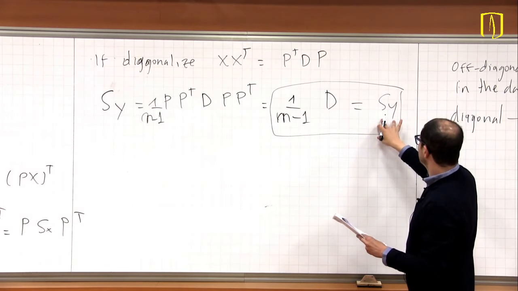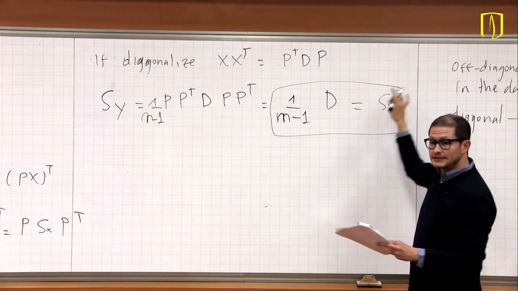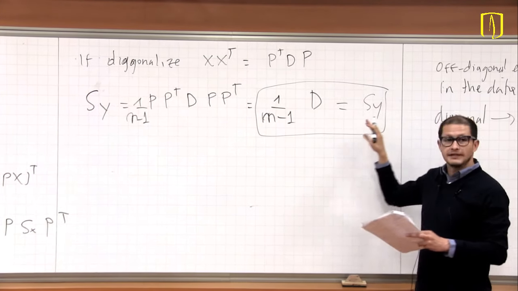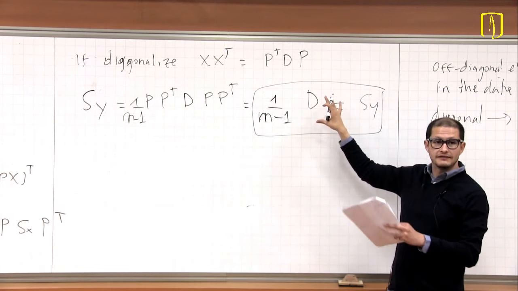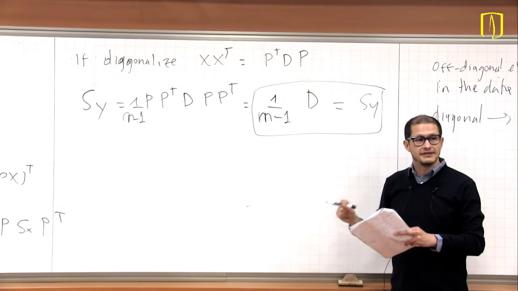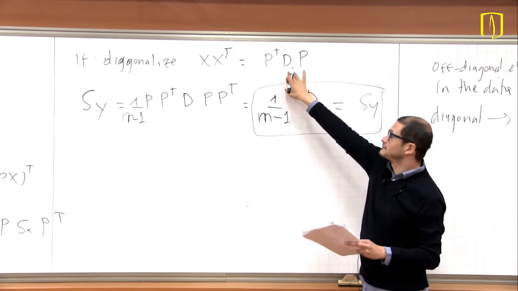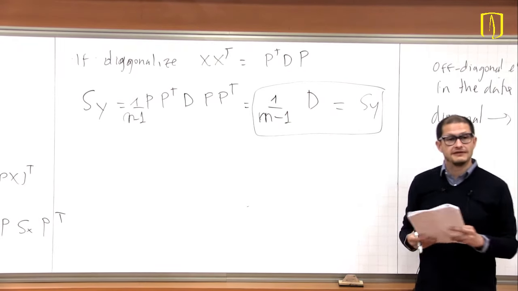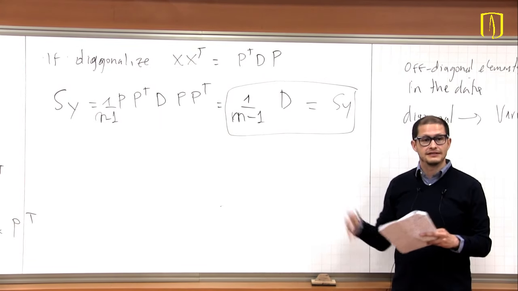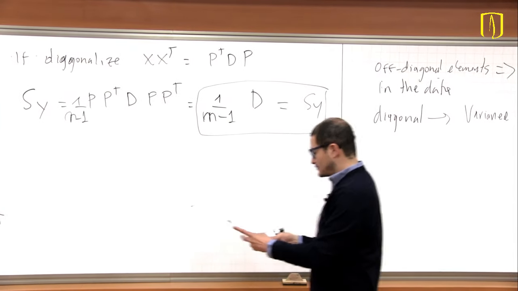And what are the diagonals of this matrix D? The values of the x times x transpose. That's right, but they look like the variance in this new basis, right? The off-diagonal elements are 0, because when you diagonalize, you find the matrix that is diagonal with the eigenvalues being the variance of the data in this new basis. Okay, so let me give you a quick cartoon.